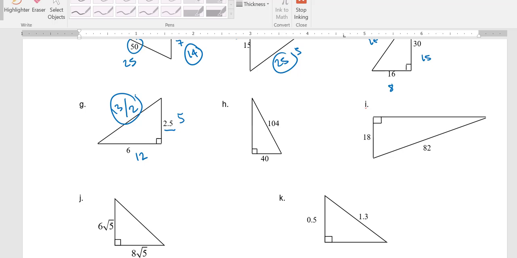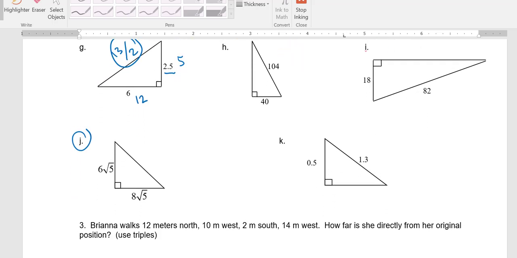Let's jump down to this one here, J. So if I look at J here, hopefully you can see it's a 6, 8, and then if I wanted to, I could divide this by root 5, divided by root 5, and get 6, 8, 10, and then I need to multiply that by root 5, so it's 10 root 5. And then for letter K, multiply these by 10, so it's a 5 something 13, so it's going to be 12, divided by 10, so it's 1.2.